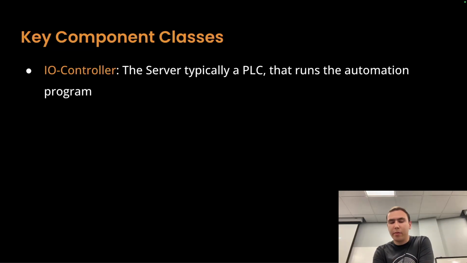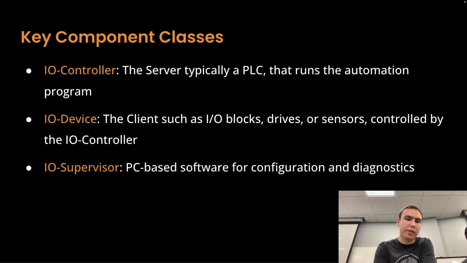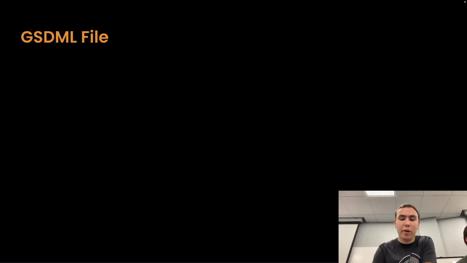So when defining PROFINET, you have these things called IO controllers. Just think PLCs. IO devices are sensors or actuators. Then you've got the supervisors, which are the SCADA systems. That's important for knowing how to configure PROFINET, because in PROFINET you have to define your entire network and all the things that are inside of it.